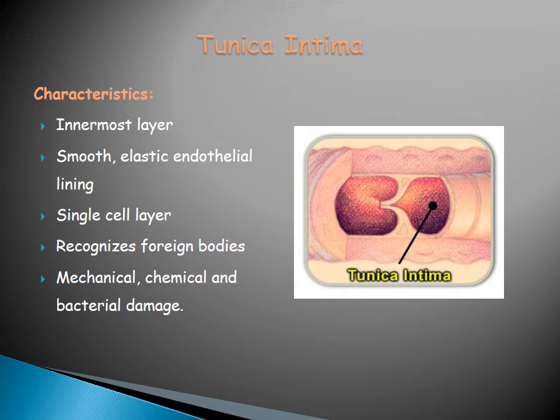Tunica intima is the innermost layer of the vein with smooth, elastic endothelial lining. This layer recognizes the foreign bodies, and is the first layer that will be affected by the mechanical, chemical, and bacterial damage. Example: IV burns.